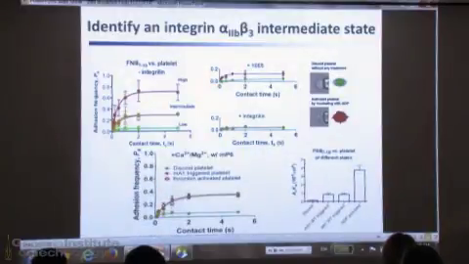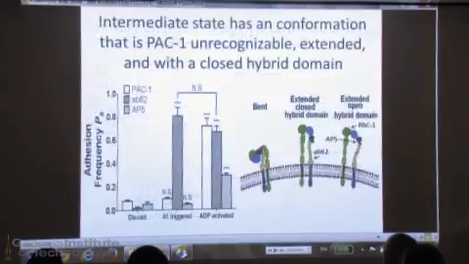So you can calculate the affinity this way. So this is the low affinity state, the high affinity state. These two are intermediate affinity states. Okay, I'm not going to talk about this. It has to do with signaling.